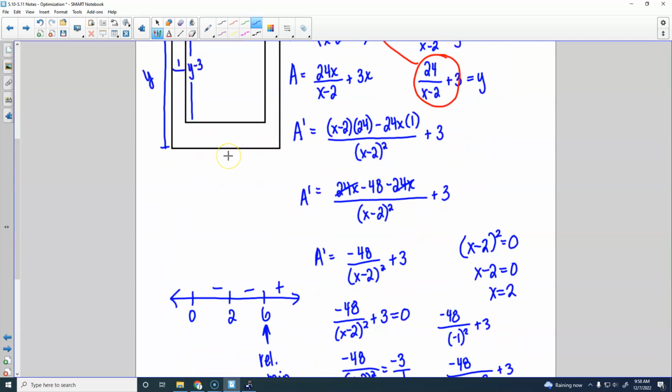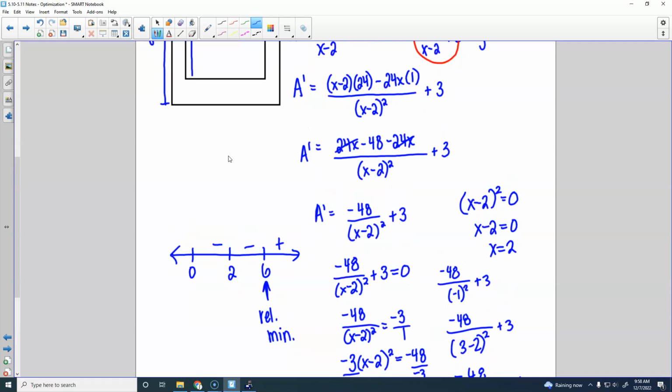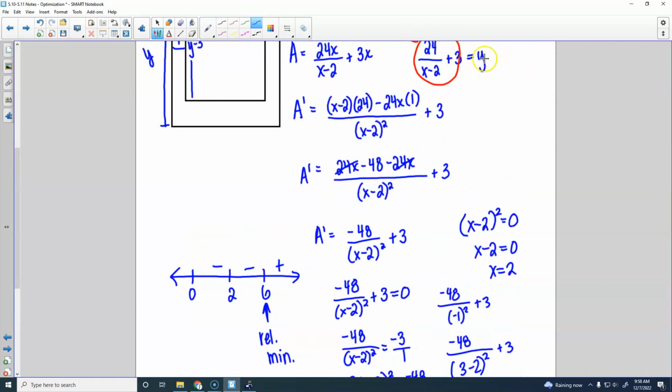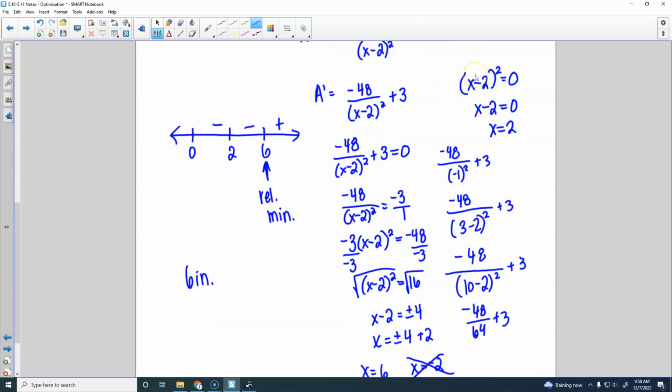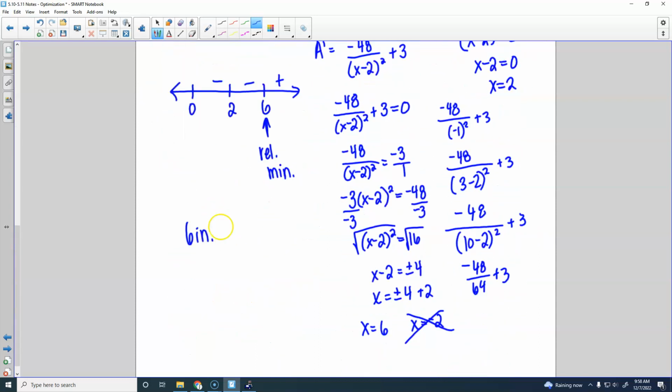And then for our y, we could plug 6 back into our y equation, which was here. So y equals 24 over (6 minus 2), plus 3. So that is 24 over 4 plus 3, which is 6 plus 3, which is 9. So 6 inches by 9 inches would use the least amount of paper.